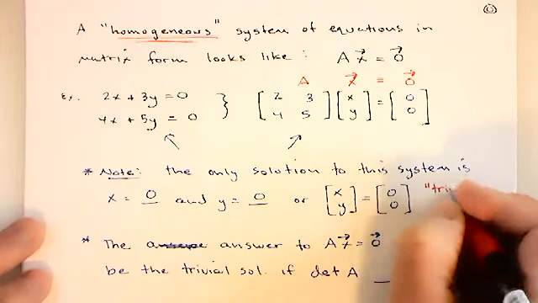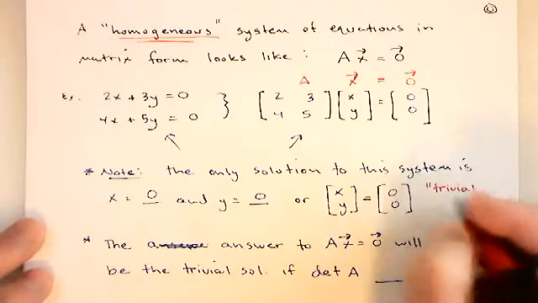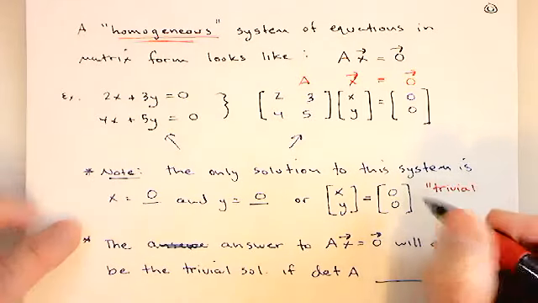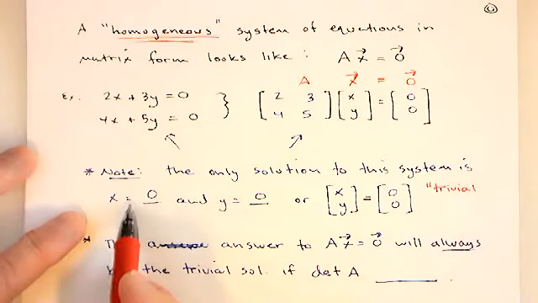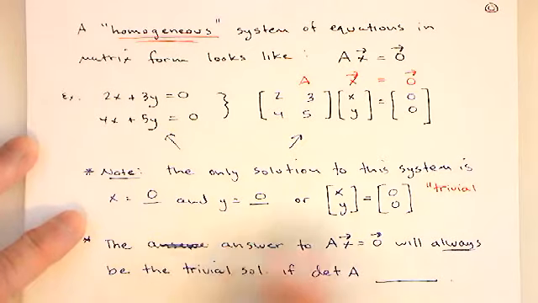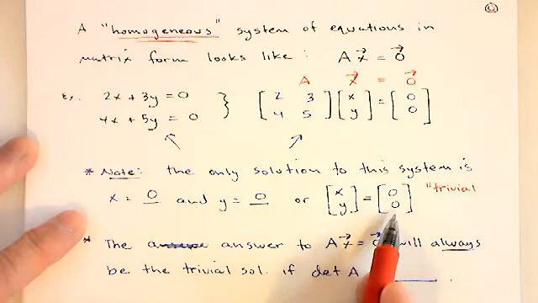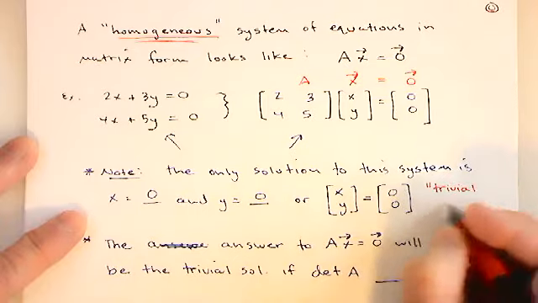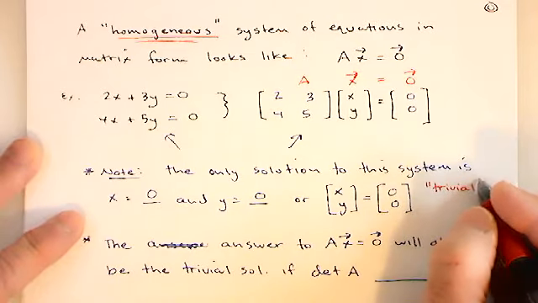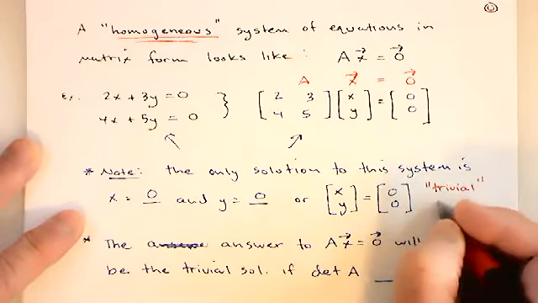If we were applying this to some kind of biology, maybe x was a species of animal and y was a different species. If we got 0, 0, that would be like saying there's 0 of each species, which is not super interesting. So we usually call this the trivial solution.